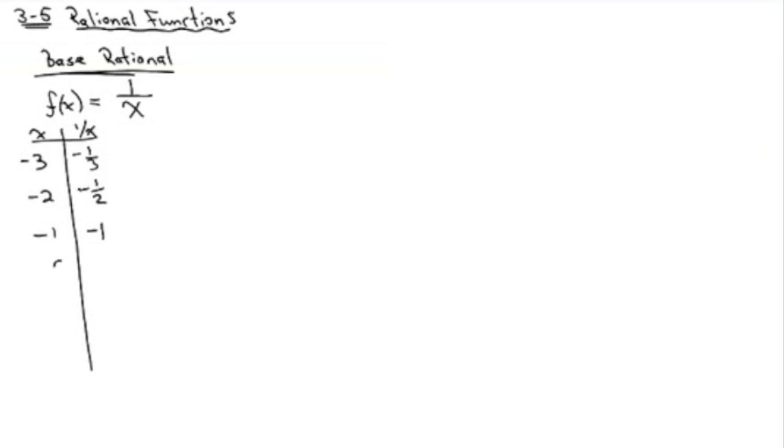-1. 0, undefined. I was waiting for someone to say 0. Yeah, undefined, not 0. Cannot divide by 0. So that's one weird thing about this graph, because usually when we plug into a table, they're all very well defined. This one's not turning out that way.